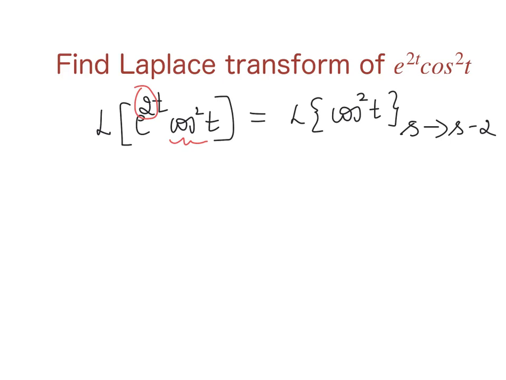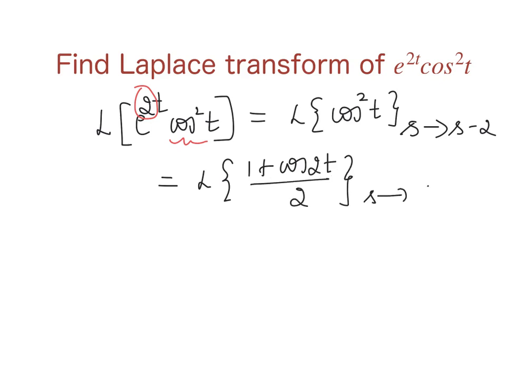Now you cannot find the Laplace transform of cos square t directly. So this should be solved. We know the identity: what is cos square t? This is 1 plus cos 2t divided by 2. Then we take 1 by 2 common out. So let us take the Laplace transform of 1 and the Laplace transform of cos 2t.